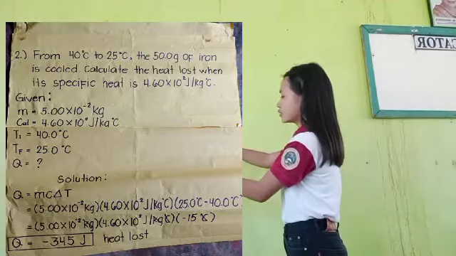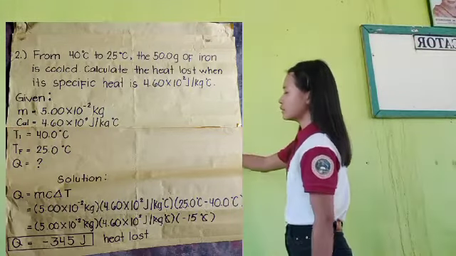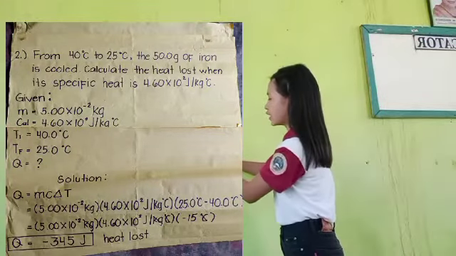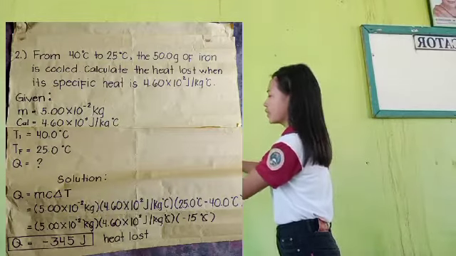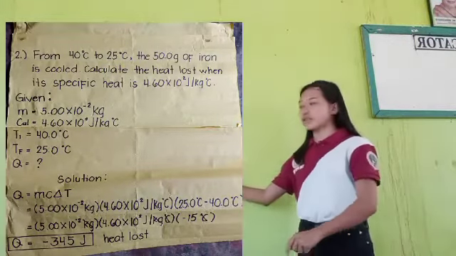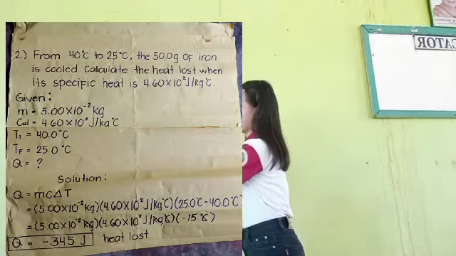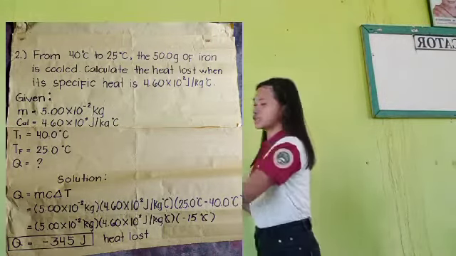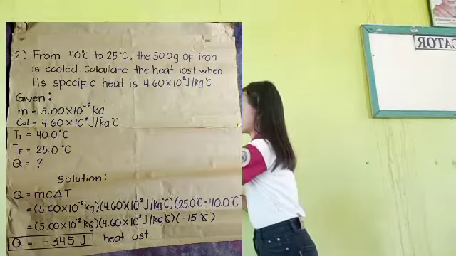Copy: 5.00 times 10 to the power of negative 2 kilograms times 4.60 times 10 to the power of 2 joules per kilogram degree Celsius. 25 minus 40 degrees Celsius is equivalent to negative 15 degrees Celsius.